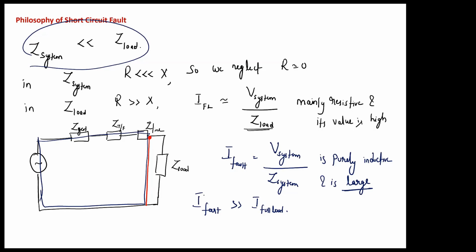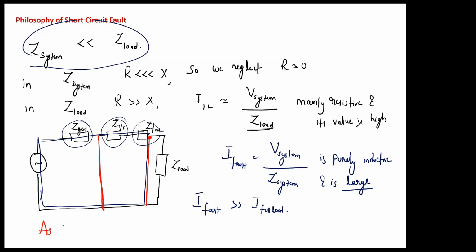Why again will the fault current vary? Suppose the fault occurs here, then the total impedance seen by the fault is the series combination of generator impedance, transformer impedance, and line impedance. Suppose the fault occurs here, then it only sees the generator impedance. Understand? So as the fault occurs closer to the source, the intensity of the fault increases.